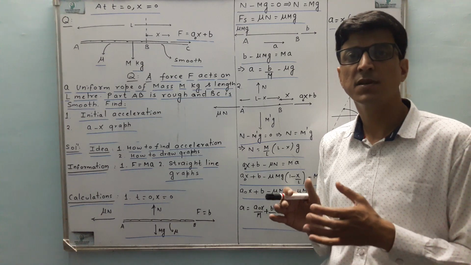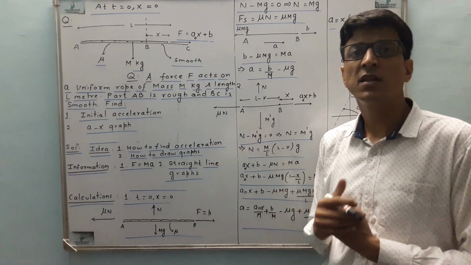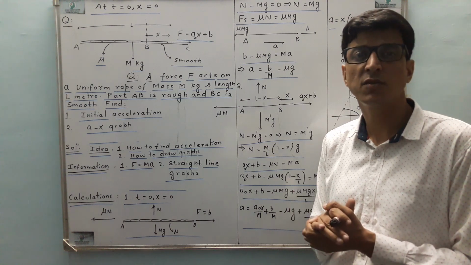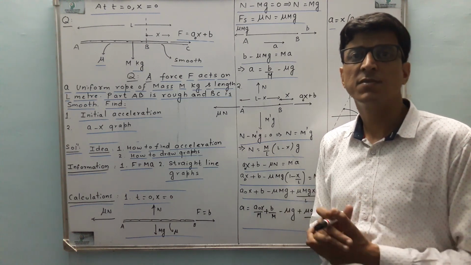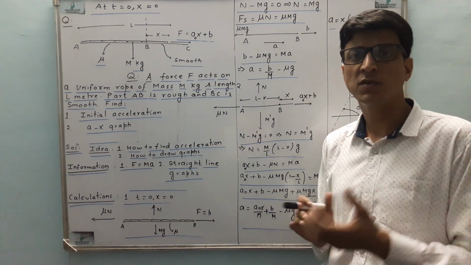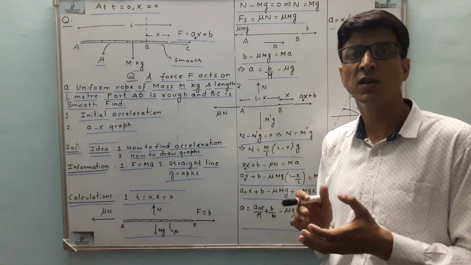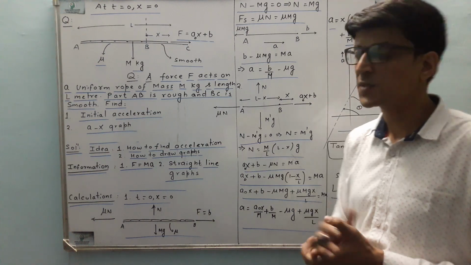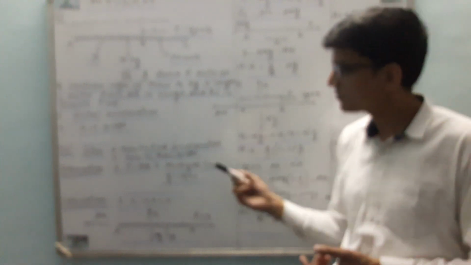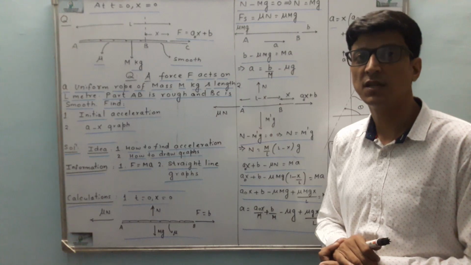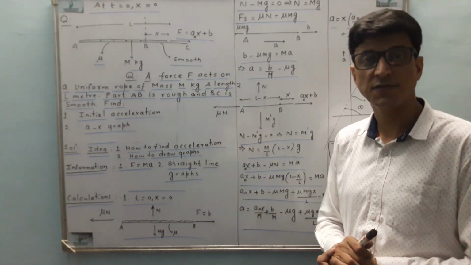The next step is generating the idea. The third step is retrieving information from your mind. The fourth step is calculations. So each time you solve a problem, work on these 4 processes. Only then you will be able to learn effective problem solving skills. So let's move forward. Let's work on the idea. The first idea is how to find acceleration, and the second is how to draw graphs.